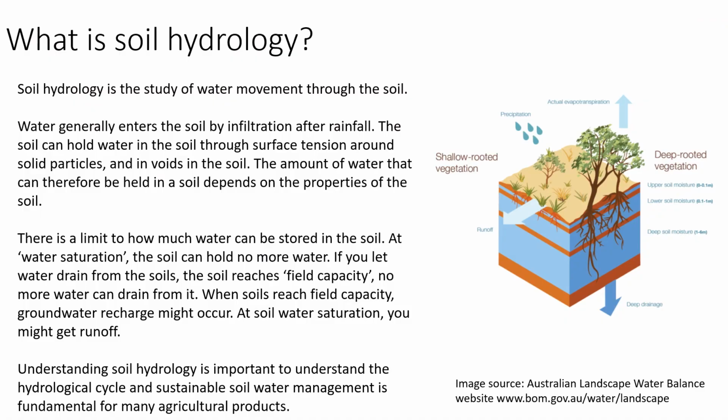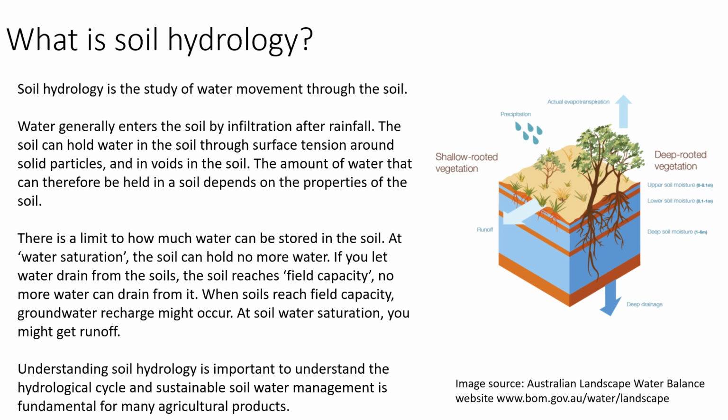Let's start by considering the question, what is soil hydrology? Soil hydrology is the study of water movement through the soil. An example is shown on the right-hand side. Water generally enters the soil by infiltration, that's after rainfall, and the soil can hold water by surface tension around the solid particles and also in the voids between those solid particles in the soil.